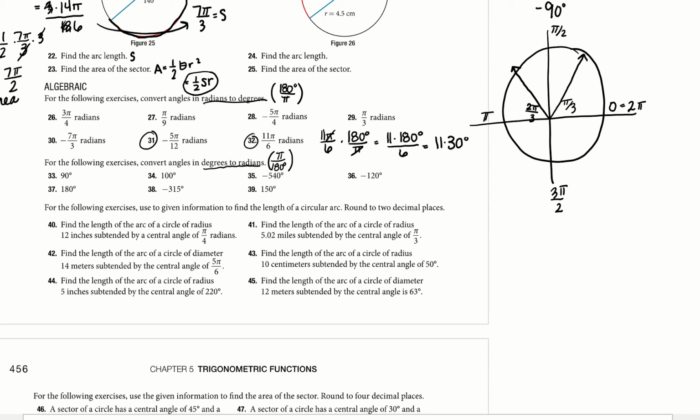So let's take number 39. We've got 150 degrees. I multiply by pi over 180. Remember, those degree symbols cancel out, and we get 150 pi over 180. I can cancel out a 10, so I can get rid of the zeros. 15, if I break that down, that's 5 times 3 times pi. 18 is 6 times 3. These will cancel. So we will get 5 pi over 6, and that is the same thing as 150 degrees.